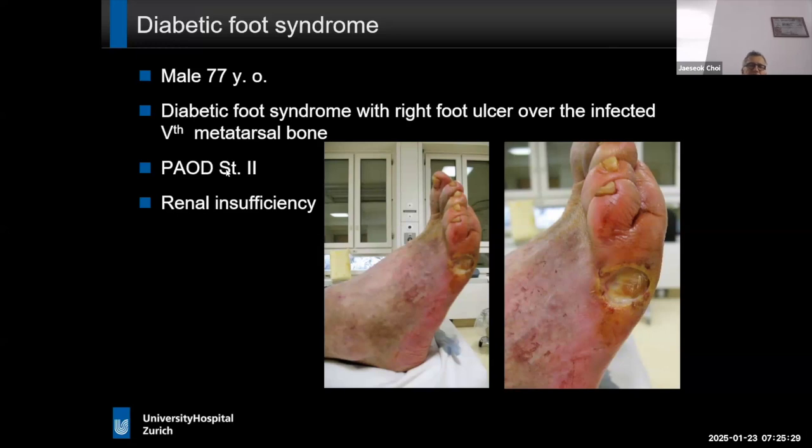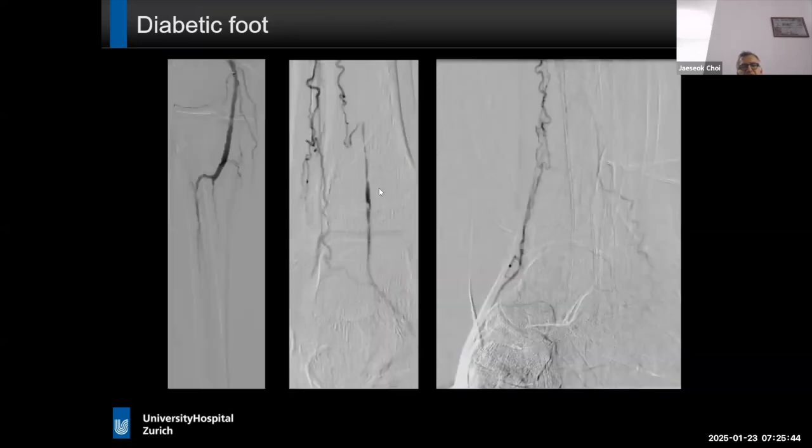In Switzerland, we would classify that as complicated stage 2. Some people would say then, well, that's stage 3 or 4. So you can do whatever you want. Patient had renal insufficiency, and angio shows that there's a tapering off of all the 3 arteries down here.